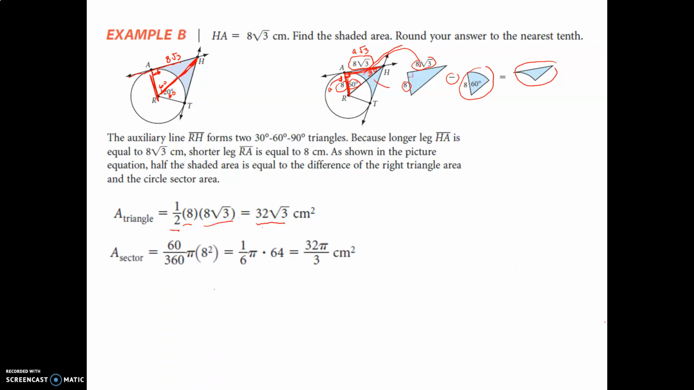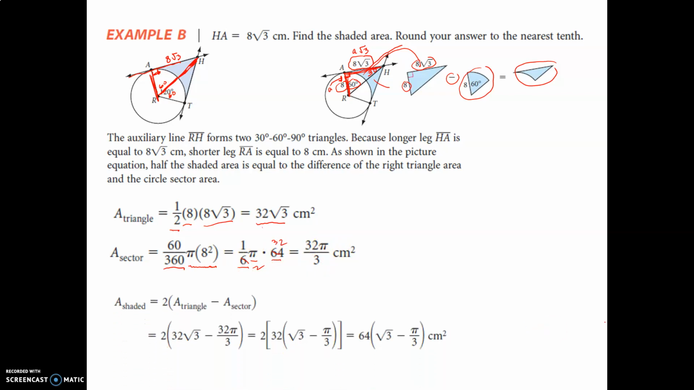Then we're going to find the area of a sector. Remember, a sector is a fraction of the area of the whole circle. So the whole circle would be pi r squared, pi times the radius of 8 squared, but I only want a fraction of it, 60 degrees out of the whole 360. So they reduce that to 1/6, and then pi, and then 8 squared is 64, and then they do a little canceling by dividing by 2 on the top and the bottom, and they get 32 pi over 3.